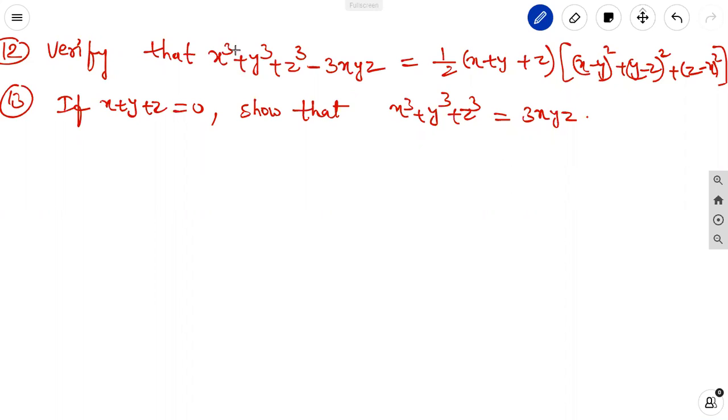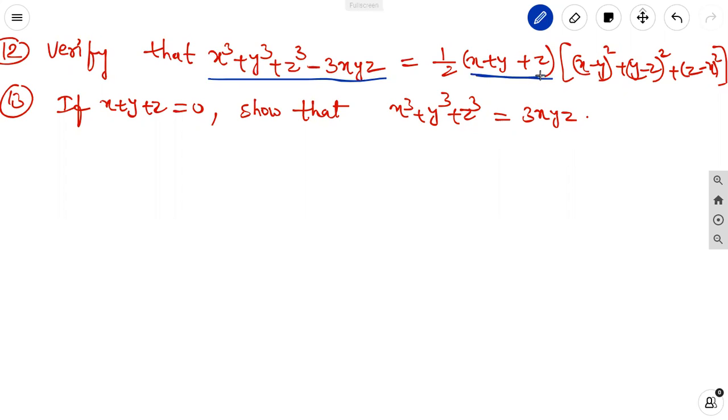12th problem. Verify that x cube plus y cube plus z cube minus 3xyz equal to 1 by 2 into x plus y plus z, which is one factor, and another one is x minus y whole square plus y minus z whole square plus z minus x whole square. 13th one, based on the 12th only, we can prove that if x plus y plus z equal to 0, show that x cube plus y cube plus z cube equal to 3xyz. Observe this with the above relation verification.